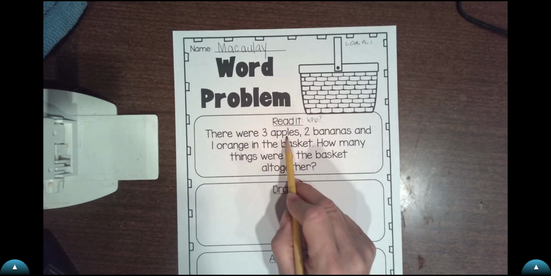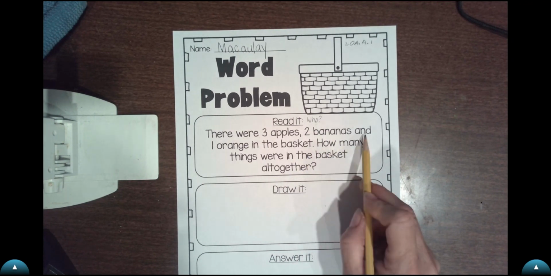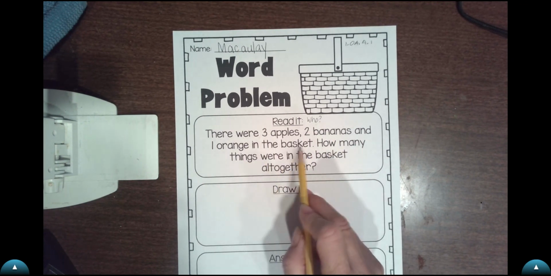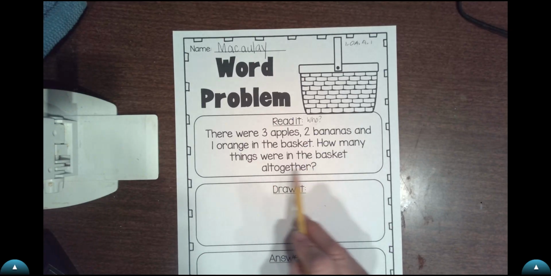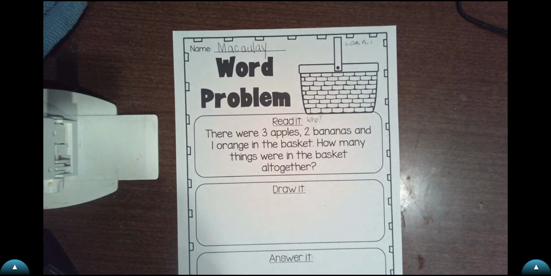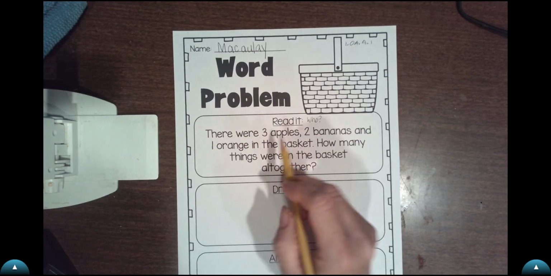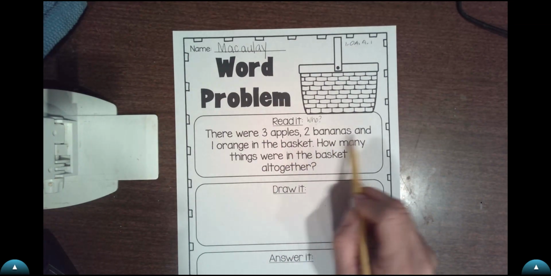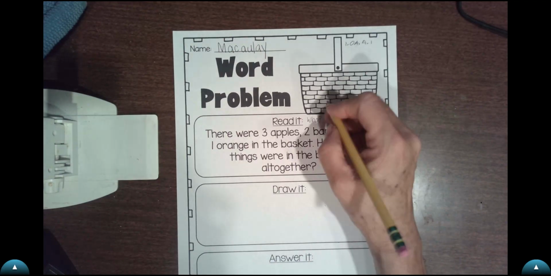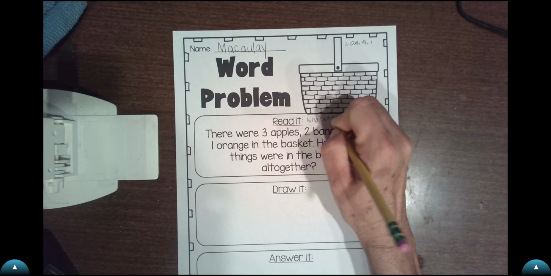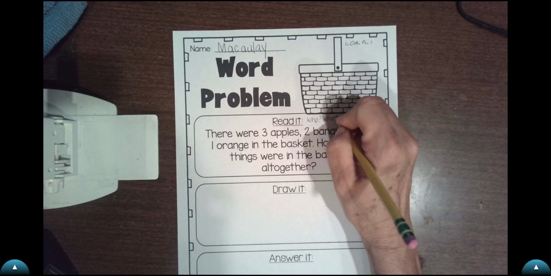There were 3 apples, 2 bananas, and 1 orange in the basket. How many things were in the basket altogether? So, who is this story about? Yeah, it's about the fruit in the basket, right? The apples, bananas, and orange in the basket. That's who it's about.